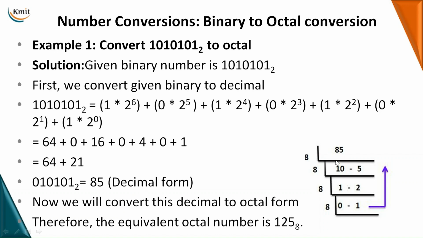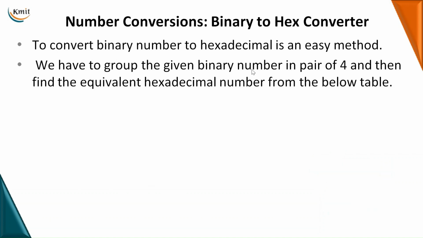How to convert? You have to divide that particular number by 8. So 8 tens are 80, 5 is the remainder; 8 ones are 8, remainder 2; 8 zeros are 0, remainder 1. So 1, 2, 5. This is the octal conversion of this binary number 1010101. So this is how you convert binary to octal.